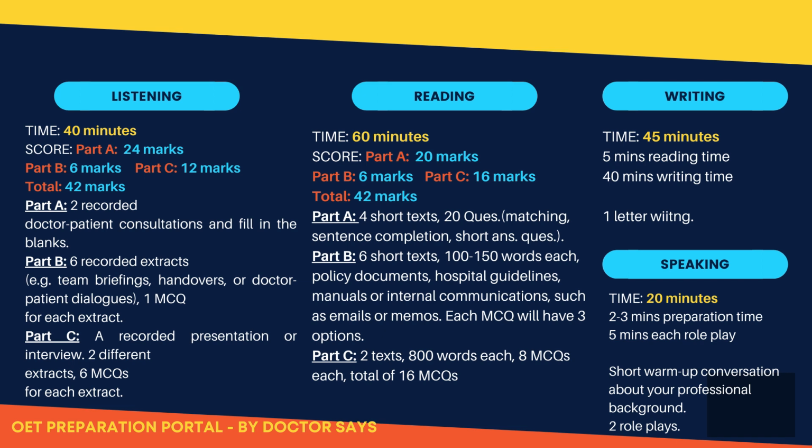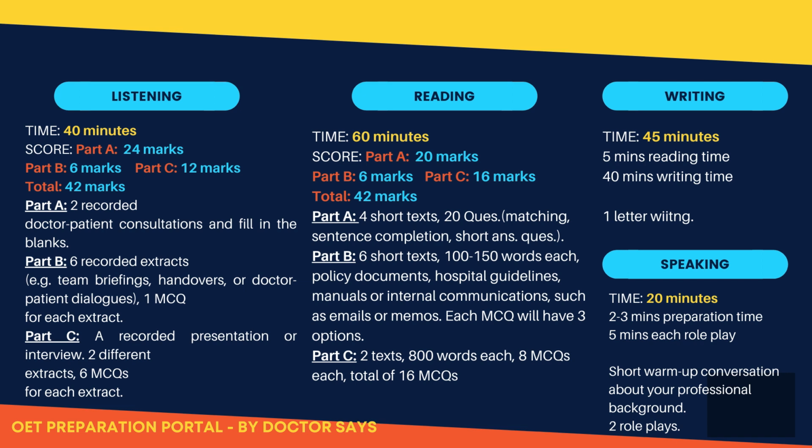Then comes part B. In part B, you're going to have 6 short texts again, just like in the listening section. You'll have 6 texts and 6 questions. They could be policy documents, hospital guidelines, manuals, emails, internal communications, or even memos. There are going to be MCQs, and each MCQ has 3 options. You need to select the best option you think is the right answer.